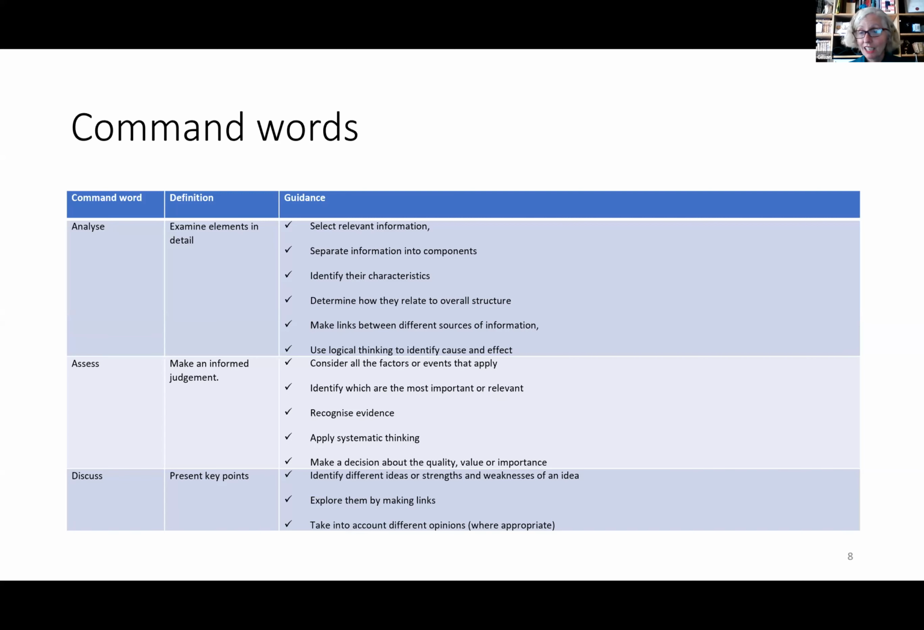This is how we do it. So that is what we're looking for. Are they justifying it correctly? Are they assessing it correctly? So discussion: you're presenting key points and you're making links, you're taking into account opinions, and you're identifying different areas of strengths or weakness in any data.